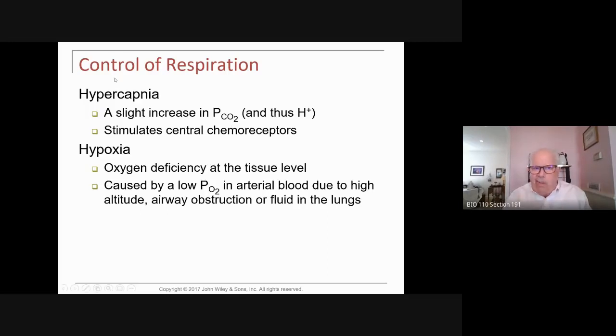And that's called hypercapnia. I want you to know that the partial pressure of carbon dioxide is the most important stimulator of breathing that there is. That is the most important stimulus right here. Partial pressure of carbon dioxide.